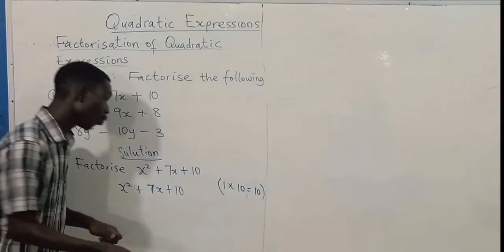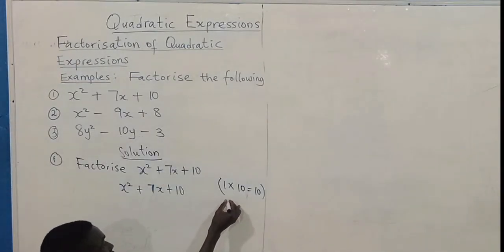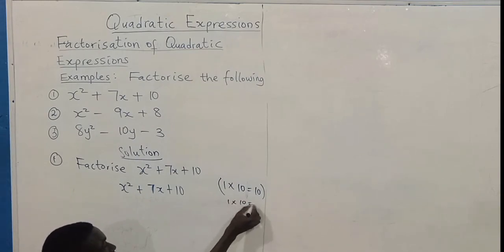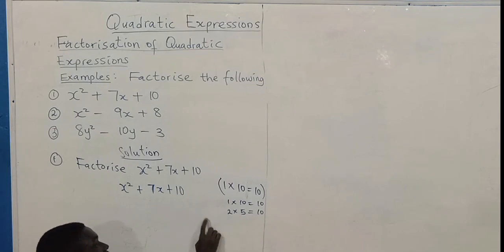So that is quite easy. We are going to say factors of 10, we have 1 times 10. This will not work. We have 2 times 5. This is 10. Okay, these are the factors of 10. So when we look at 2 times 5, it gives 10. Then 2 plus 5 will give plus 7. So 2 and 5 are the required factors.